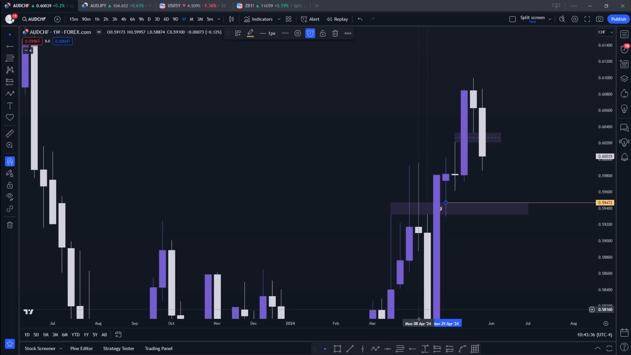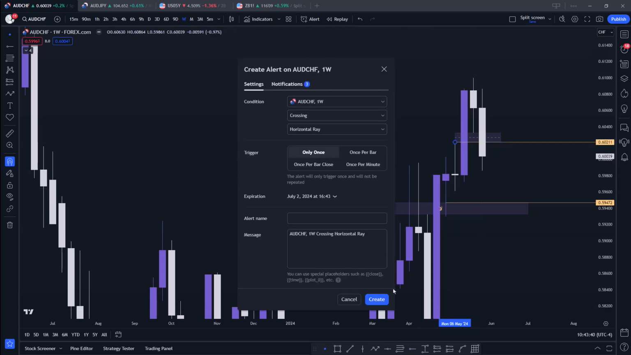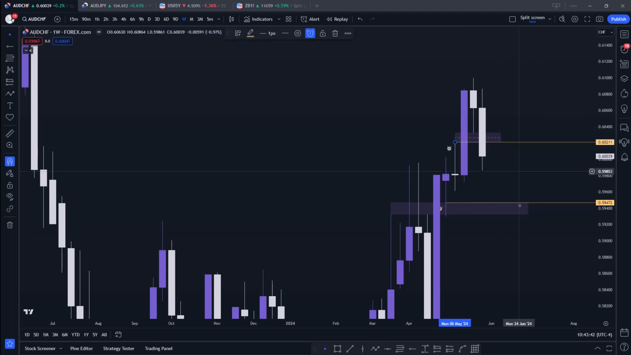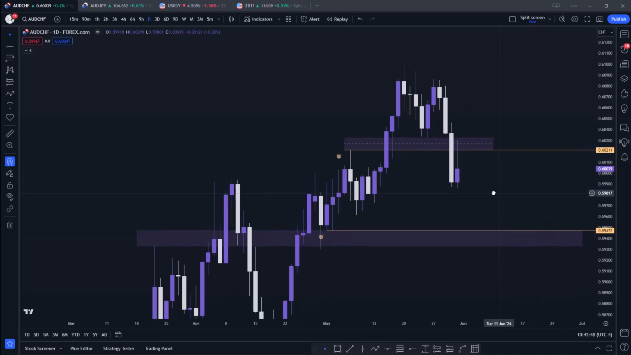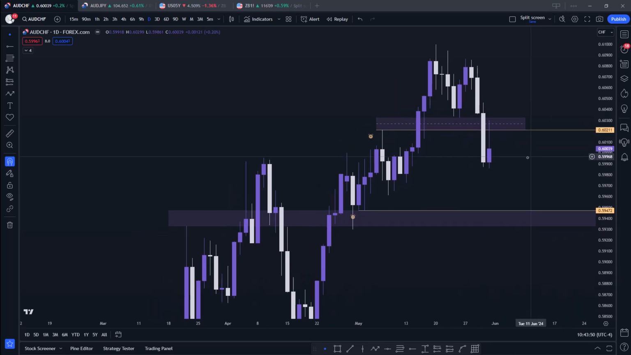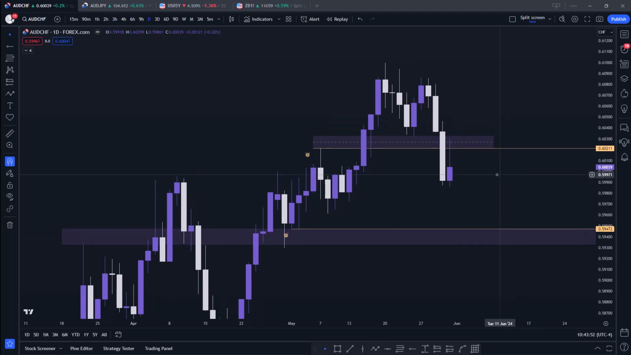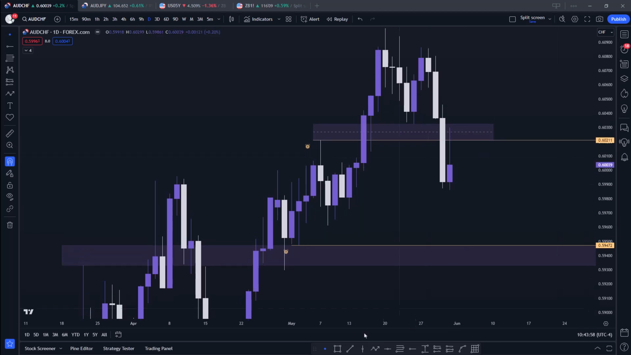So we are looking for a possible tap back into this weekly gap. Daily, what do we have? On the daily, we already have a rejection away from the weekly fair value gap. So we could see price trading up into a premium. If you notice, we have this tiny fair value gap here on the daily chart.